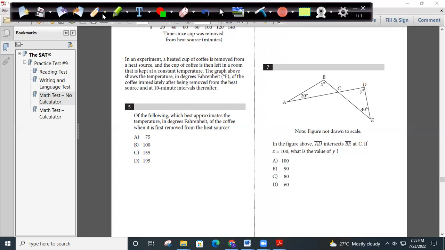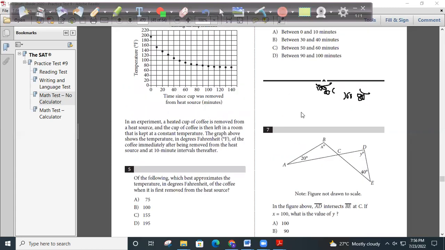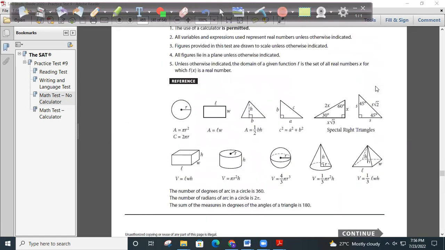So what is the question all about? The question I can see here is, this is 100. 100 plus 20 is 120, so this should be 60. This is also 60. This is 60 plus 40, which is 100. So this should be 80. Next, that one should be 80. Correct, right? Yeah, 100% correct.